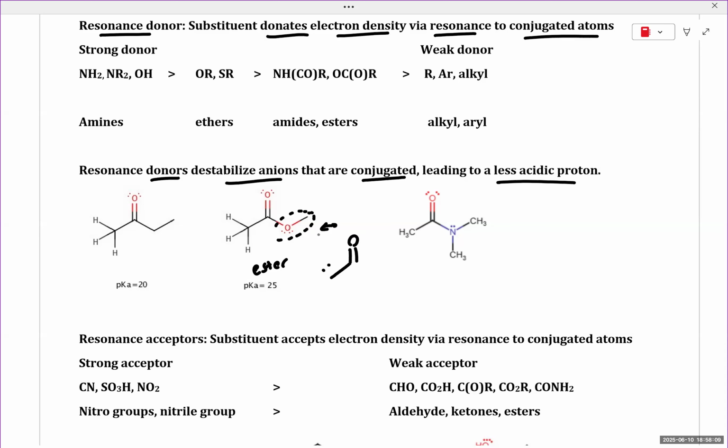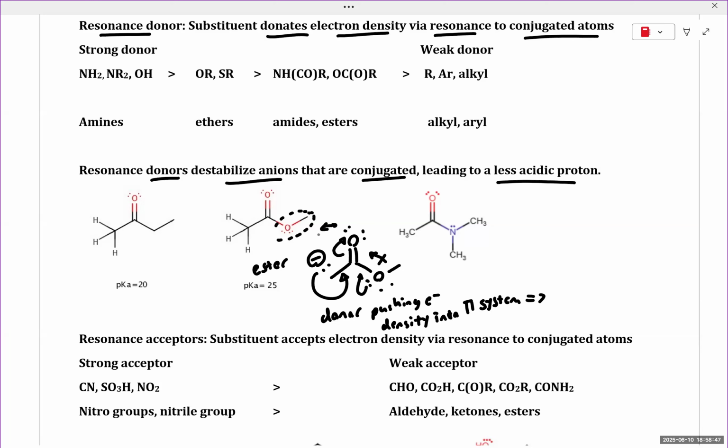we can see that for our conjugate base anion, one of the reasons why this conjugate base anion can be stabilized is via pushing electron density into the adjacent pi bond. However, this resonance donor, this OR group here, is also trying to push electron density into that pi system. So, because this donor is pushing electron density into this pi system, this destabilizes our anion.